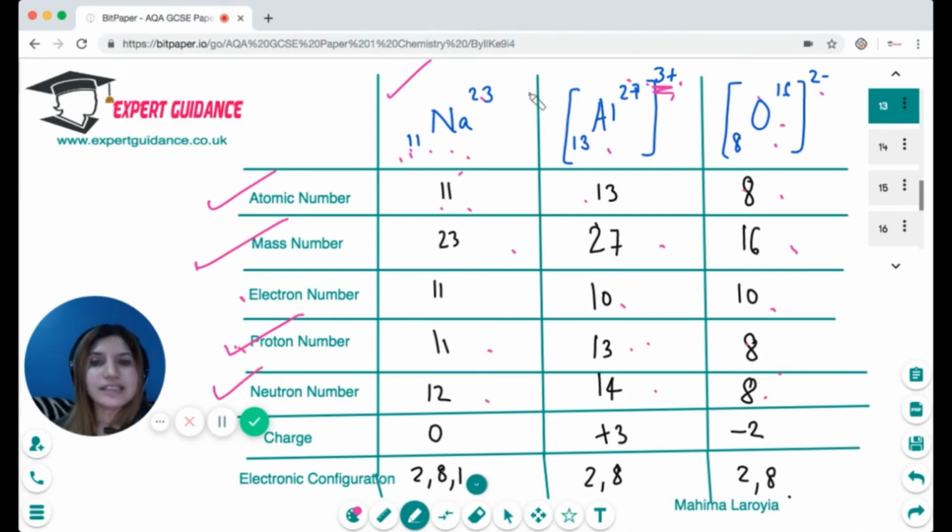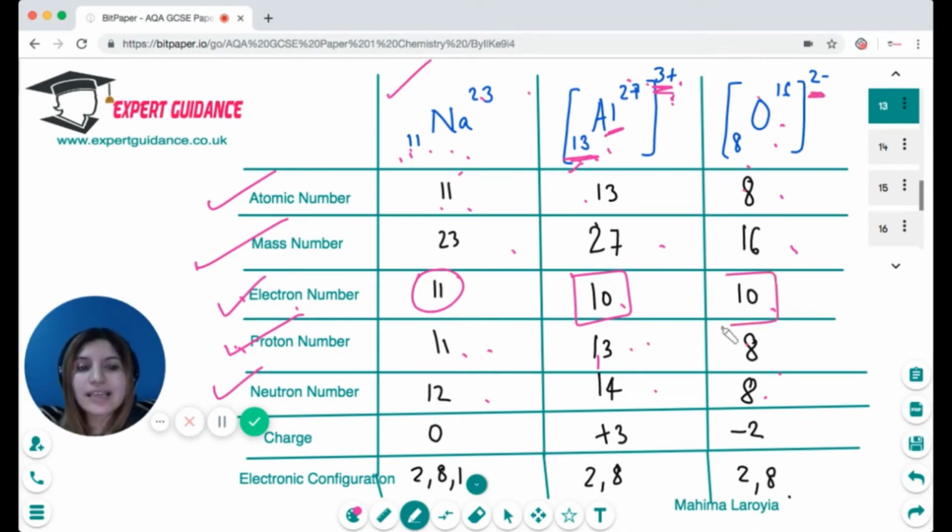Now the first case is an atom, so it will have an equal number of protons and electrons. So I'll fill 11 in this column. But in the second case, the proton number and electron number will not be the same because aluminium has lost 3 electrons. So if it were an atom, it should have 13 electrons, but now it has lost 3 electrons. So 13 minus 3, it now has 10 electrons. In the oxygen case, it should have 8 electrons, but now it has a 2- charge. It means it has gained 2 extra electrons. So now it has 10 electrons.